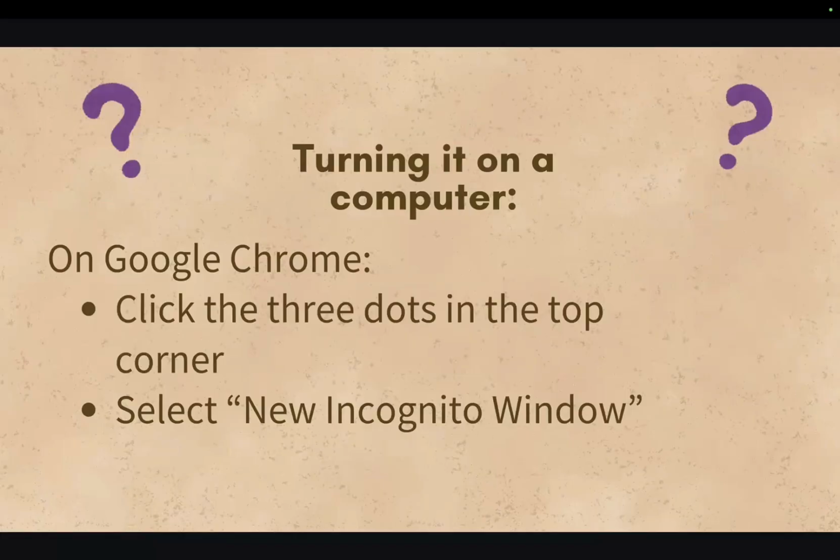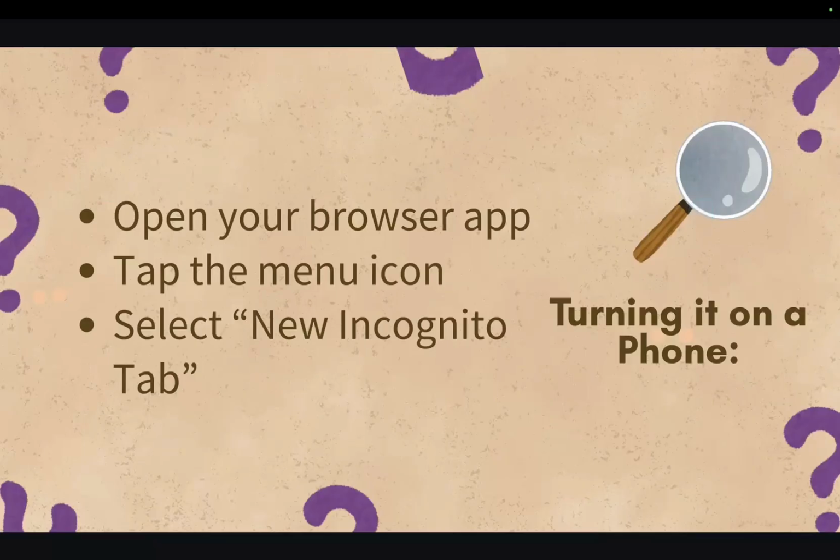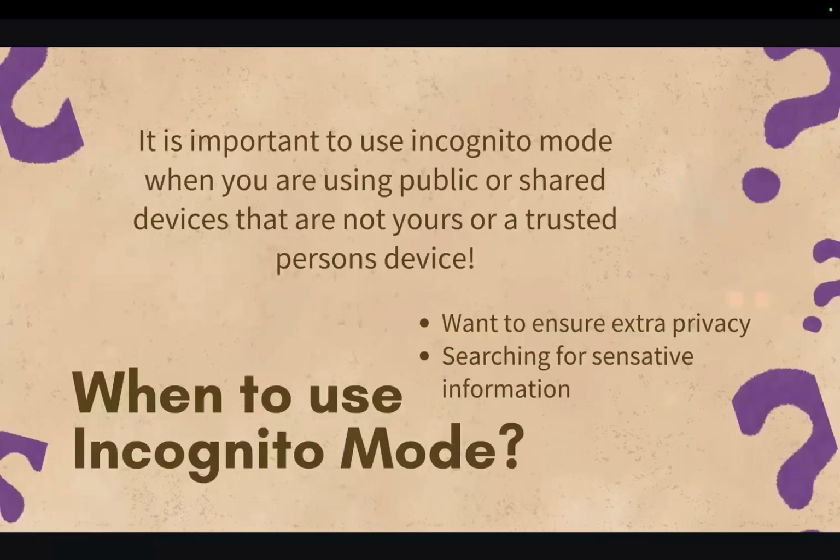If you're turning it on on a computer, you would click Google Chrome, and then you can click the three dots in the top corner, and then you select New Incognito Window. If you're turning it on on a phone, you would open your browser app, then tap the menu icon, and then select New Incognito Tab. So when do you use incognito mode?